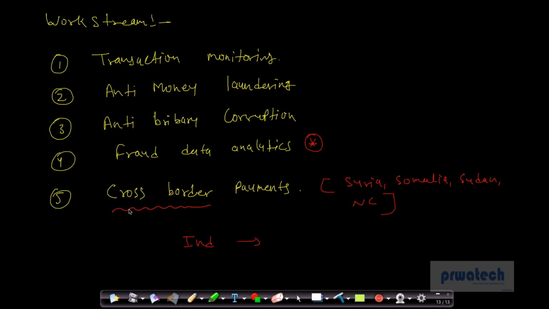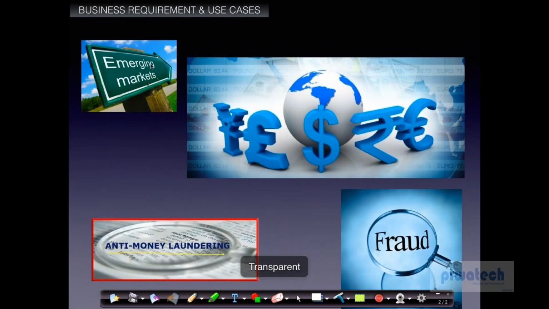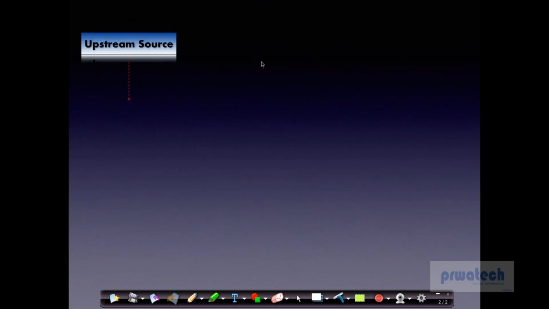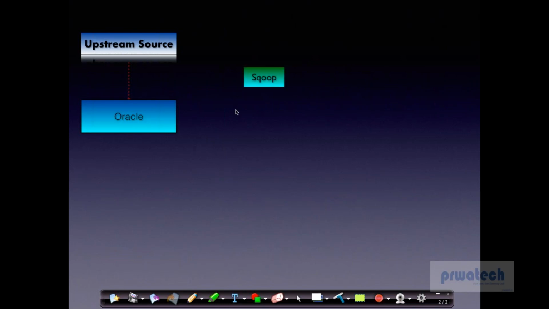Now, when we have data, we will apply it on these use cases. So let's focus on the data now. These are the business requirements in use cases. Next, we'll go and check the flow. The upstream source goes to Oracle, which is your downstream source. Sqoop is there, connecting with HDFS and extracting the data.